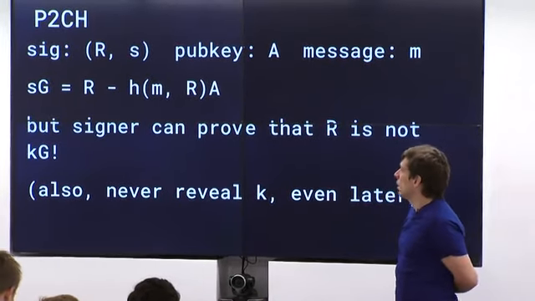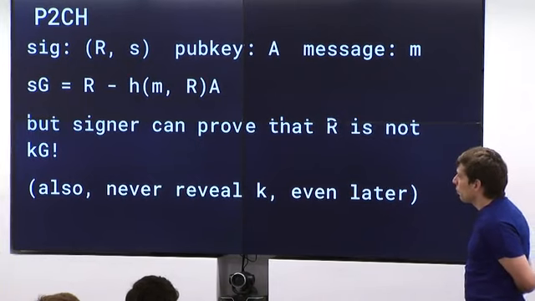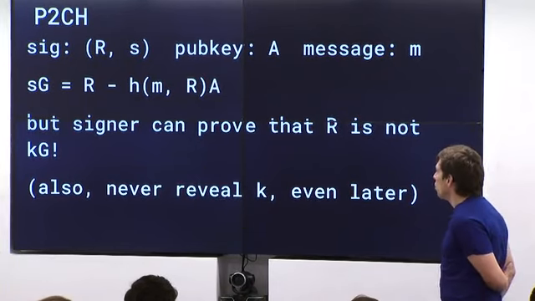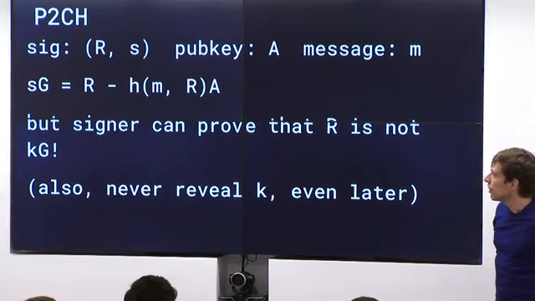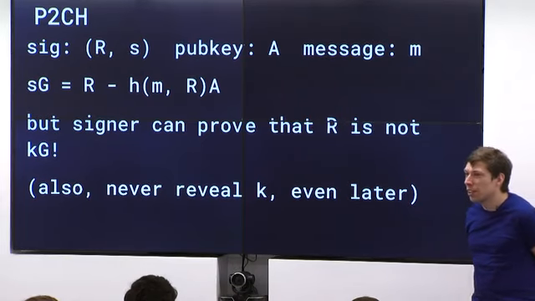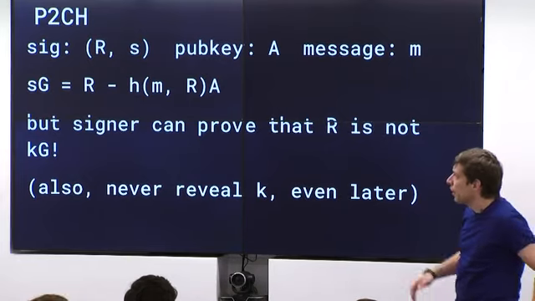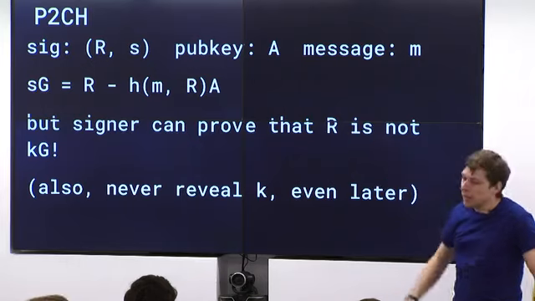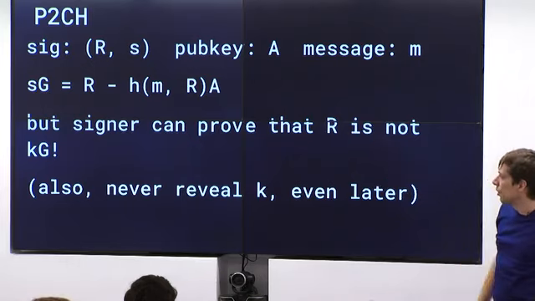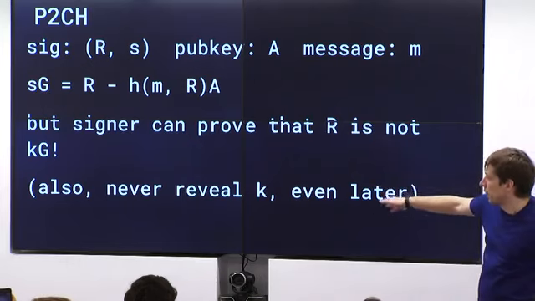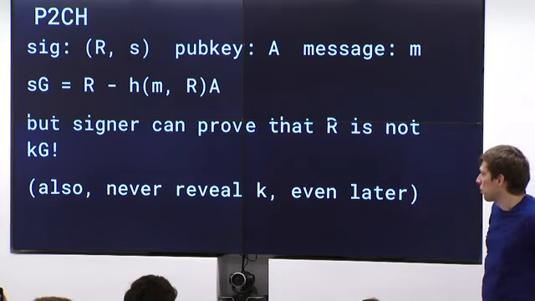So normally the signature is R and S, the pub key is A, the message is M, but the signer can prove that R is not just K times G, that there's something else in R. I can prove that R is special after the fact, right? Everyone knows what R is, but I can then prove that something was in R. Also, never reveal K, even after the fact. That'll let you figure out the person's private key.